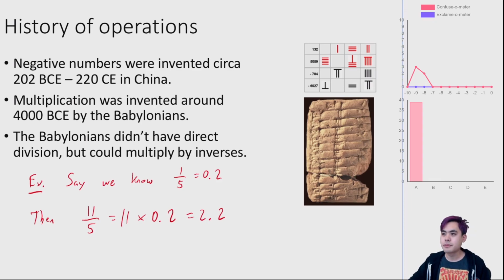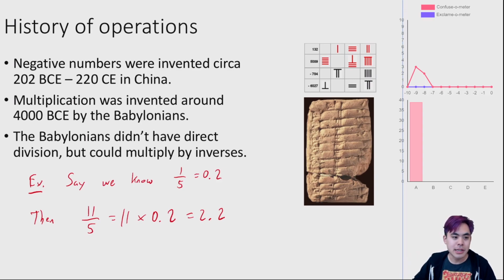So this is one way of doing division, but it only works if you already know the inverse and can write it down as a decimal. So this sort of works, but it isn't quite as powerful as long division.